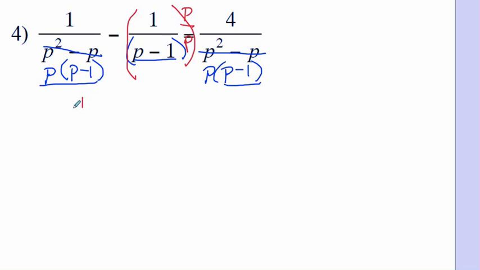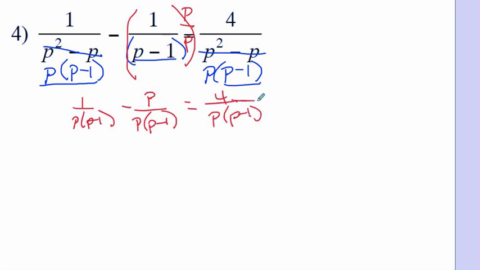So I'm left with 1 over p minus 1, minus 1 times p, which is p. And I can just leave that p minus 1 because it all factors out. And this equals 4 over p minus 1. So now I have a common denominator.